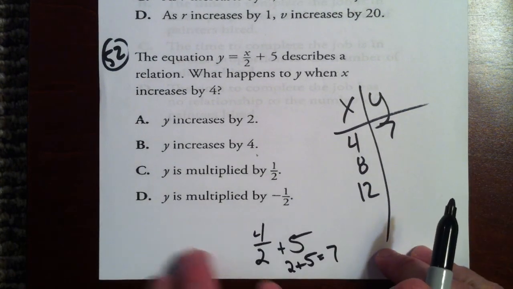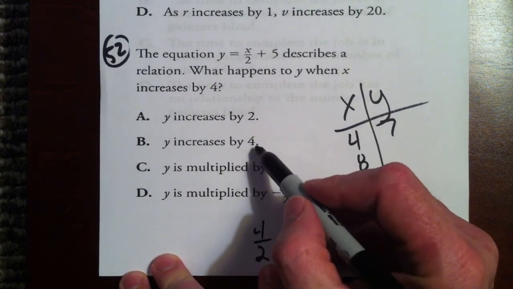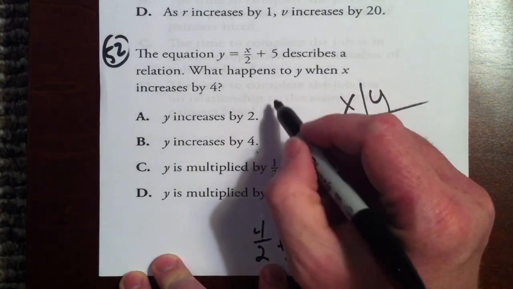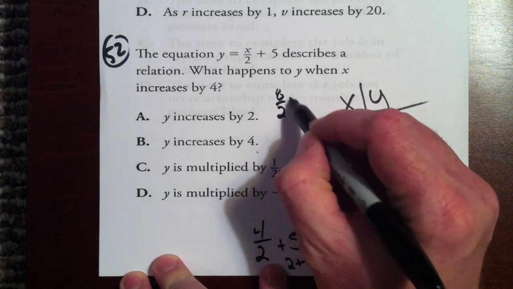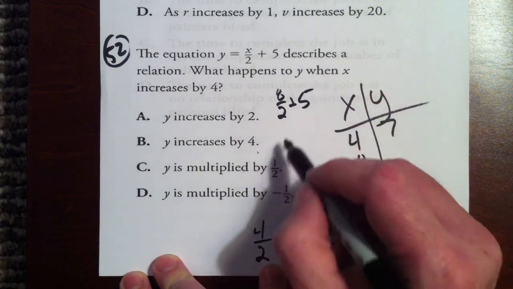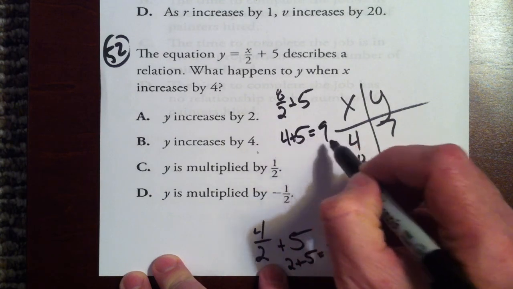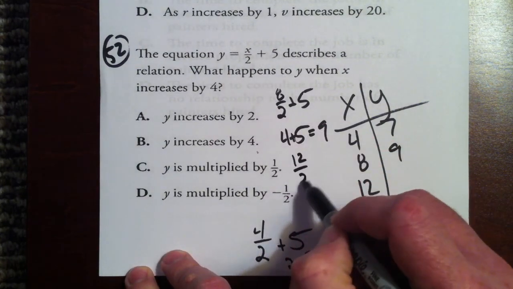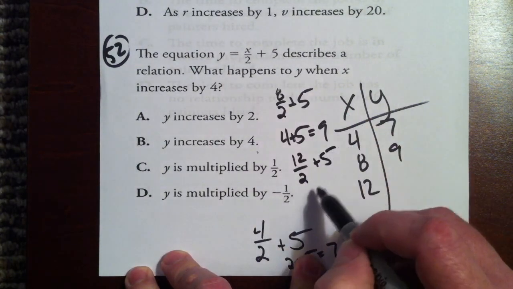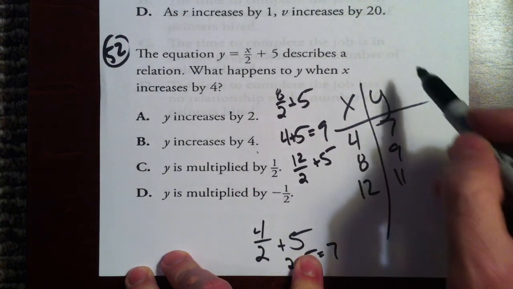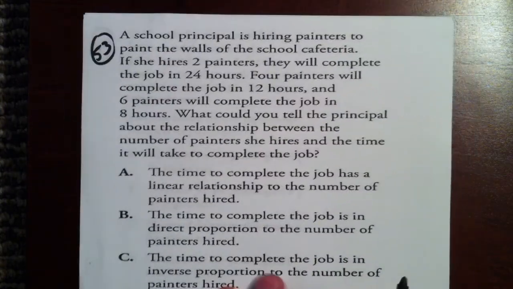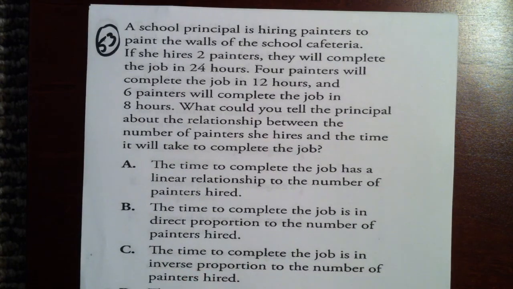Okay, let's go ahead and do the next one. 8, I'm sorry. That'll be 8 over 2 plus 5, which is 4 plus 5, which is 9. So we got 9 there. Let's go ahead and plug 12 in. 12 over 2 plus 5 is the same thing as 6 plus 5, which is 11. Therefore, y is increasing by 2. Choice A. We'll do 53 in class.